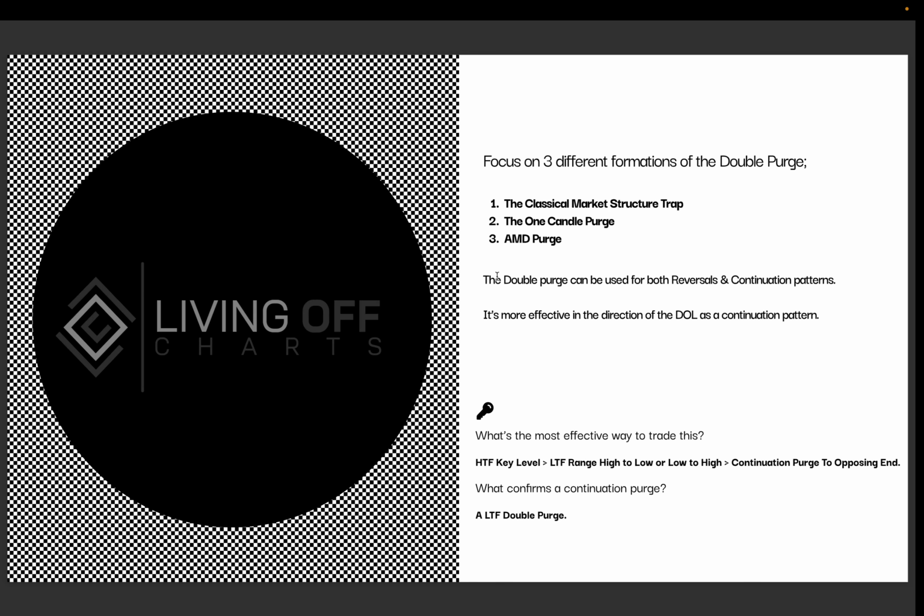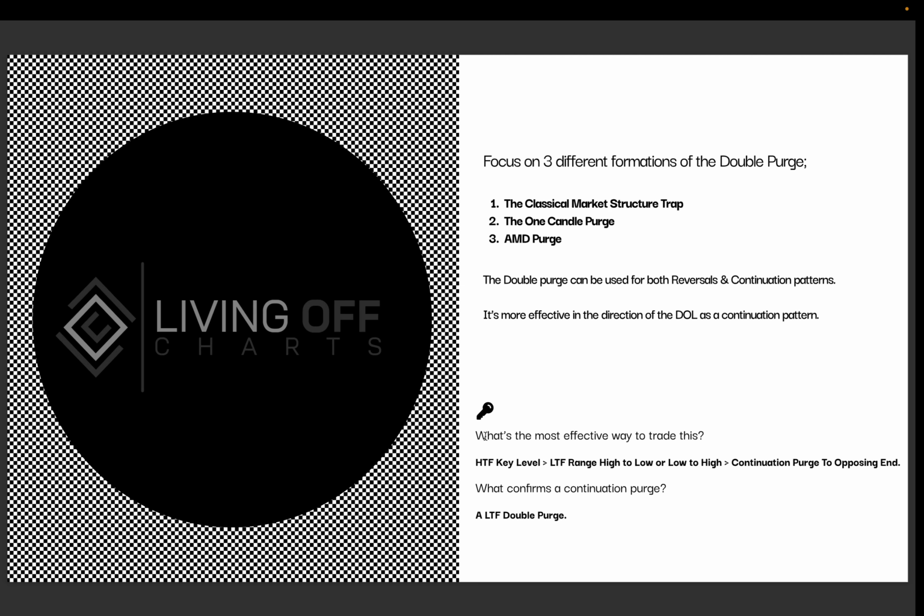So for today, we're going to focus on 3 different formations of the double purge. There's more. I'm not willing to share them yet, but we'll focus on these 3 that I'm willing to share. The classical market structure trap, the one candle purge, and the AMD purge. The double purge can be used for both reversal and continuation patterns. And personally, you want to trade it as a continuation pattern in the direction of a higher time frame drawn liquidity and order flow, in the higher time frame order flow.